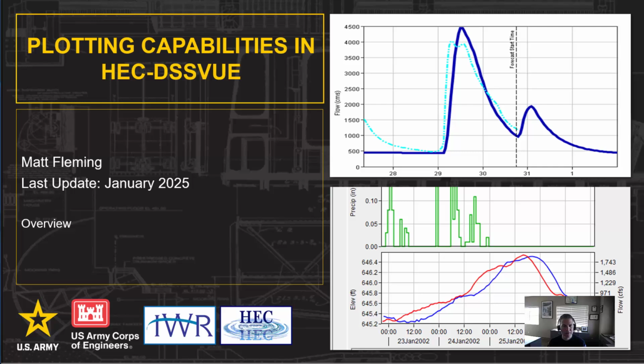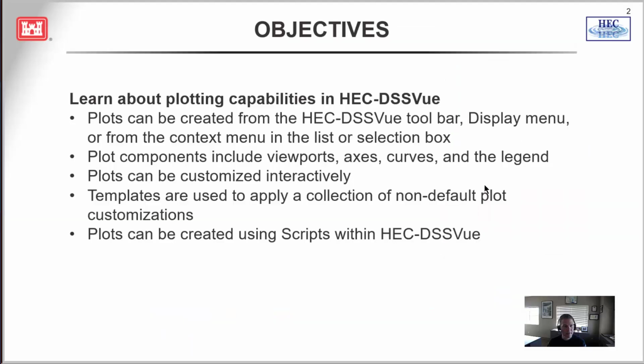I work at the Hydrologic Engineering Center, and this is the overview of the plotting capabilities in DSSVue presentation. In the plotting capabilities presentation, the objective is to learn about plotting capabilities in DSSVue.